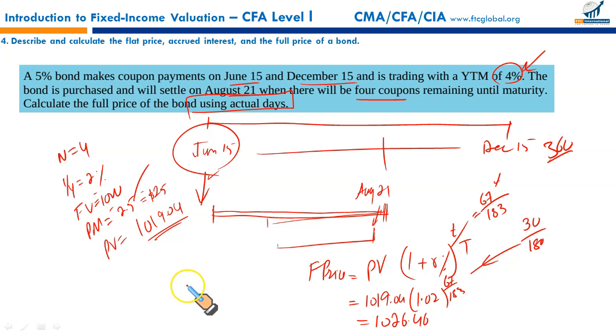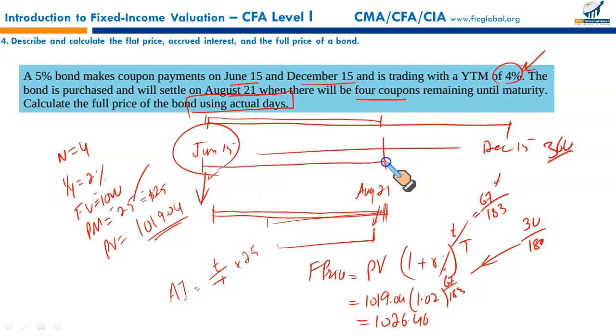Okay, next, accrued interest. Accrued interest is the interest earned between the last coupon date and the date when the bond is sold or bought. So accrued interest can be calculated simply by multiplying the regular coupon payment, 25, by t upon T. This small t is the time between June 15 to August 21, that is 67, and the capital T is June 15 to December 15, that is 183. We multiply this with 25.